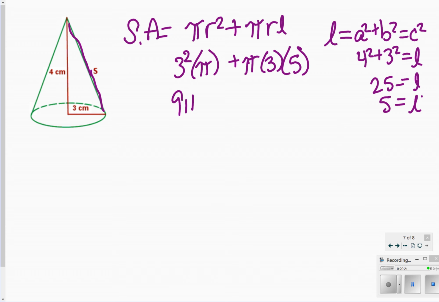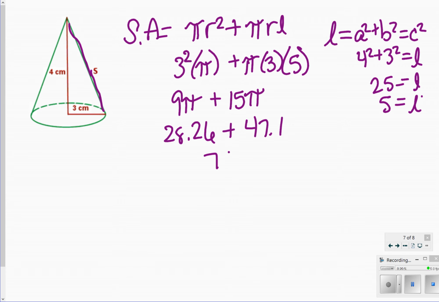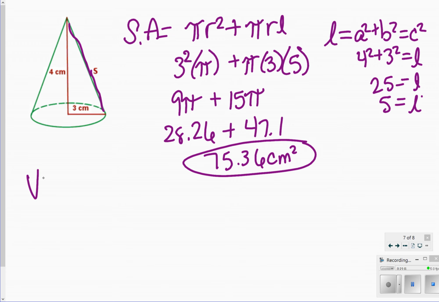So we have 9 pi plus 15 pi, and if I do all of my calculations, 9 pi is 28.26, plus 15 pi is 47.1, and when we add them together, we're going to get a total of 75.36. Surface area is units squared, so it's centimeters squared. Very good. Let's do our volume.